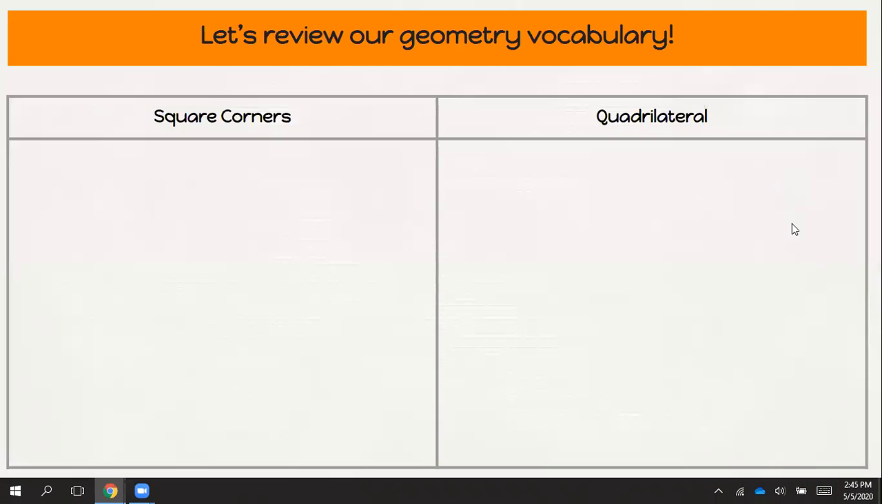So first, let's review some of our geometry vocabulary. This is very important to remember these terms and what they mean because on your quiz and in the future, you're going to see these terms in 4th grade and 5th grade and beyond.